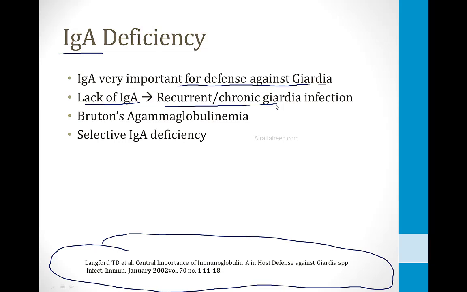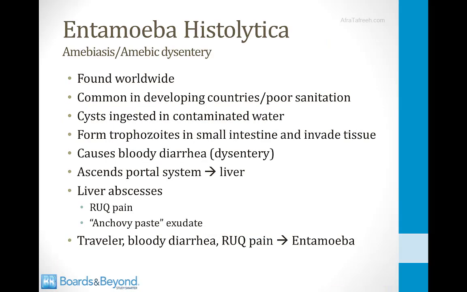So a couple of immune deficiency syndromes are associated with IgA deficiency. This includes Bruton's and selective IgA deficiency, and these patients can potentially get a severe Giardia infection. And just remember that Giardia ends in the letter A, and that will remind you that IgA is very important for this protozoa.